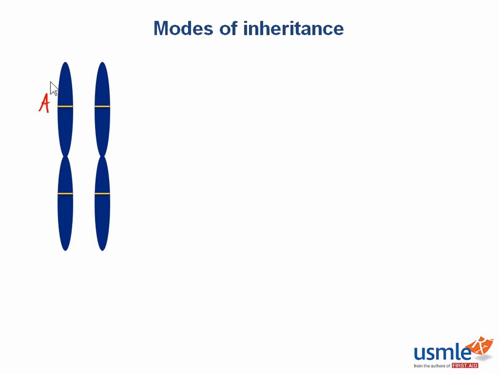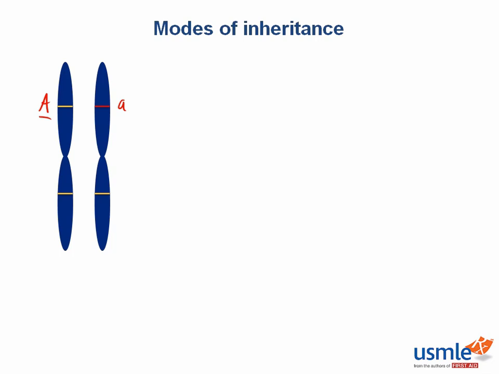Remember what a nonsense mutation is? This could be a premature stop codon, so that allele would probably have no function, and I'll designate that as little a. Now, if the allele of that gene on the homologous chromosome is normal, like big A here, you probably would have no phenotype, since one functional copy is usually sufficient to do the job of that gene.